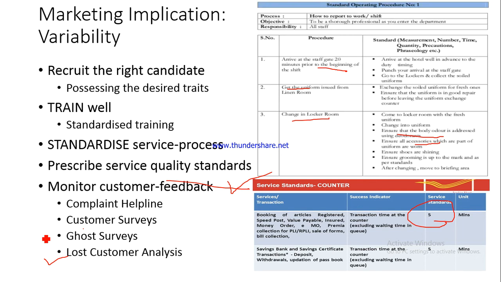Ghost surveys are when people in the management, they pose as customers and go to the service provider location posing as a customer, and then they look for themselves how the service is being provided. For example, if I am the head of a hotel chain or a restaurant chain, or let's say I am the owner of Meghna, what I can do is I can go and pose as a customer and order some food, and then I can have a first-hand experience of how my waiters deal with customers. So this is called a ghost survey, right? So you can do these kind of things as well.